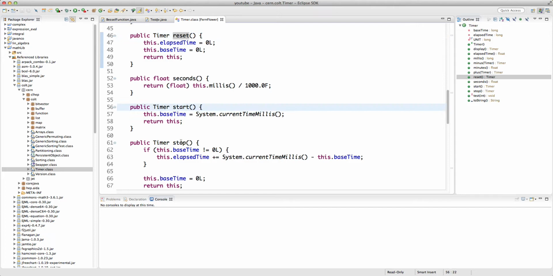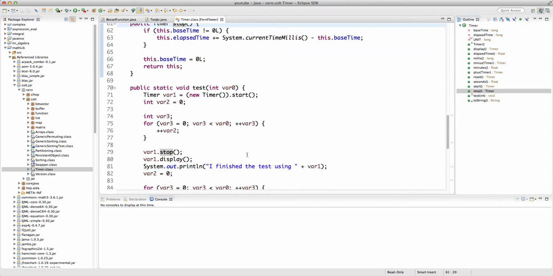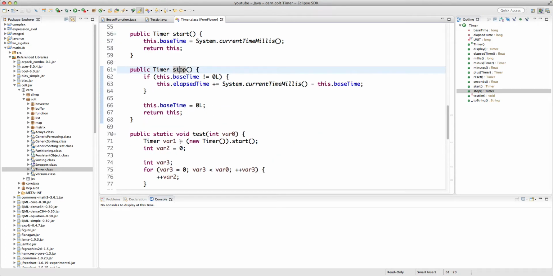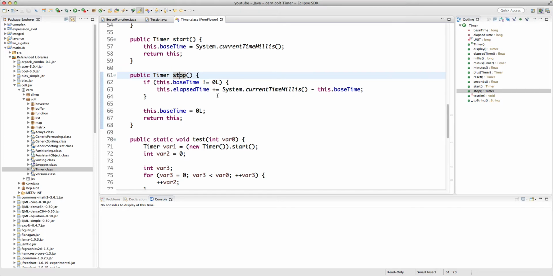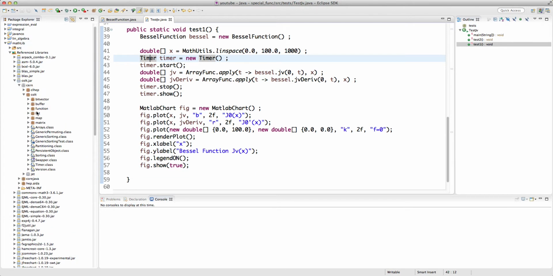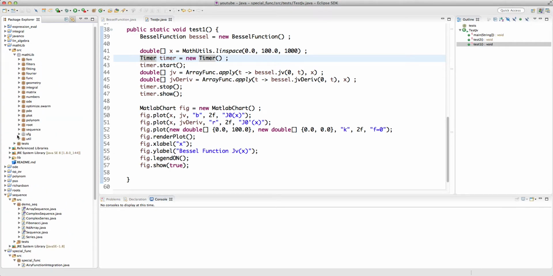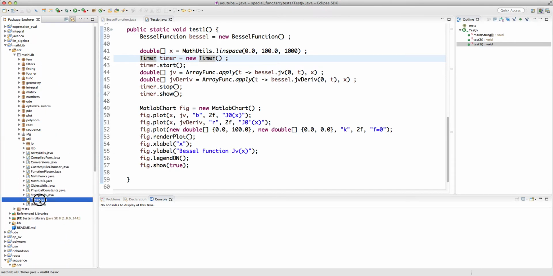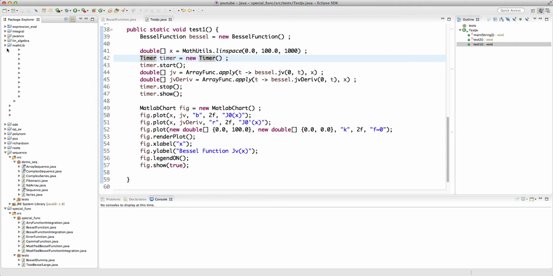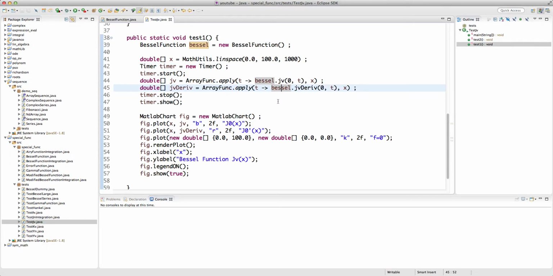It has a start and a stop. So it's very easy to write a timer class so that you can time your code. Obviously, it's not a very accurate way of timing your Java code, but that's one way to get a feeling of how fast your code is running. And you can just use this one in the Colt library, or just use the one in my source folder in the utils. I have this timer.